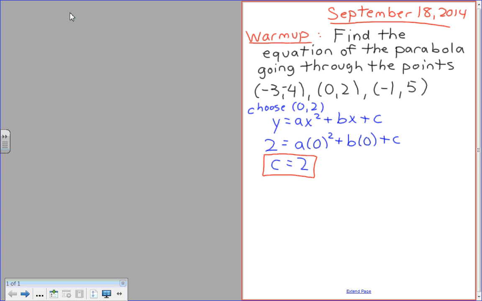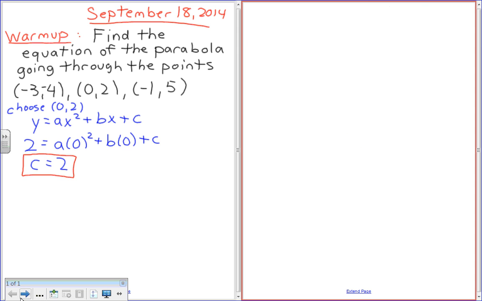All right, Caitlin, what do I do now, please? So we're going to choose the point (2, -4). So -4 equals a times 2 squared plus b times 3 plus 2. Okay, thank you. For those chatting in the back, just please stay with me here, okay?